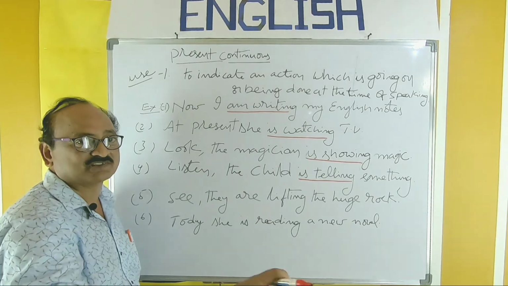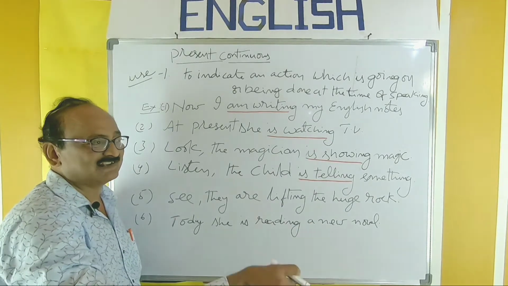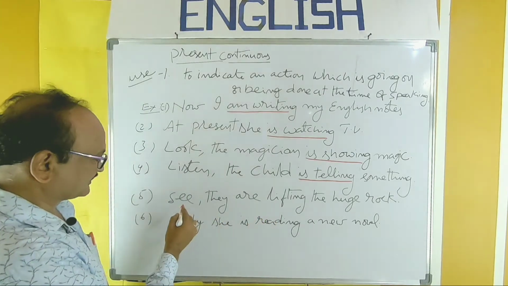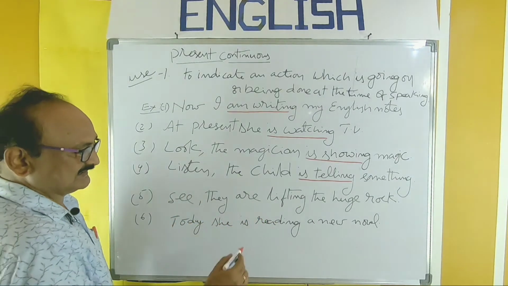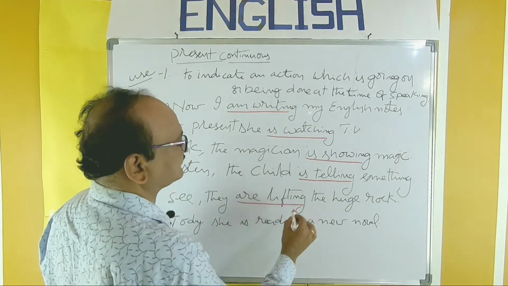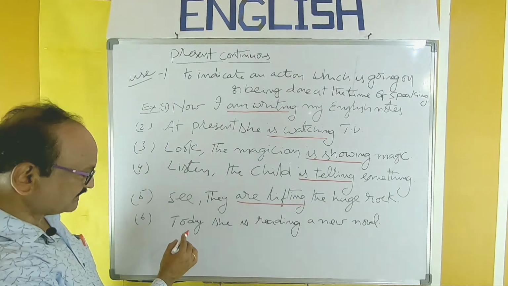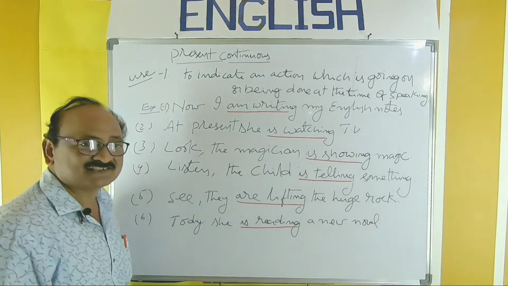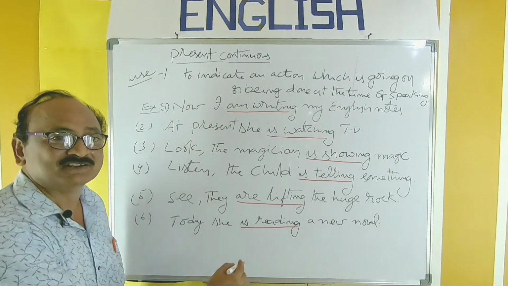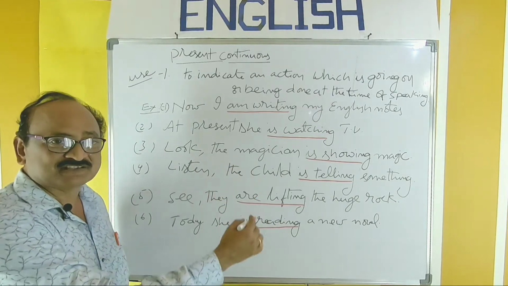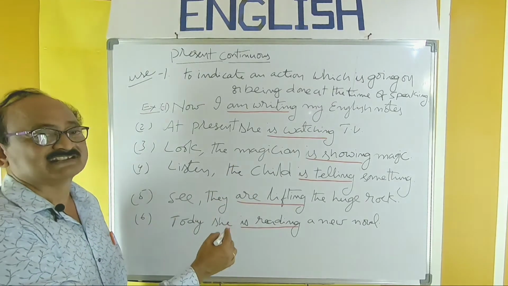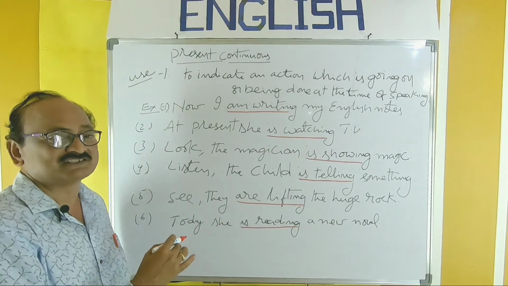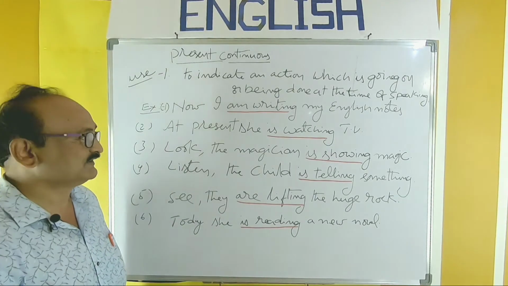All these actions are in progress at present only. At this moment only. It may be before our eyes or somewhere else. Next, see. They are lifting the huge rock. Today she is reading a new novel. Is reading. So in this manner we have to use the verb part in this tense to express an action which is going on at the time of speaking, which is in progress at the time of speaking.